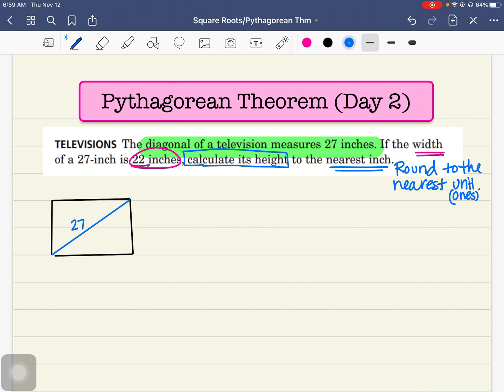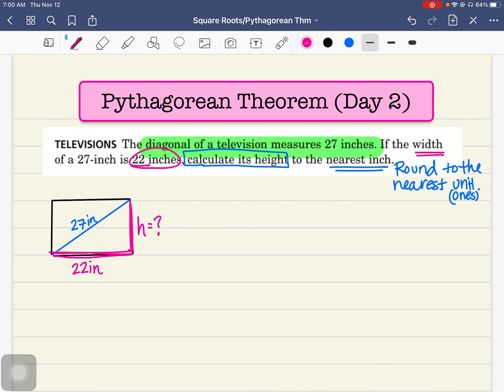By the way, two little marks like that means inches, or we can just write inches. And they know the width. The width here was in pink. So the width is 22 inches, from here to here. They want us to find the height, this part here that we don't know.